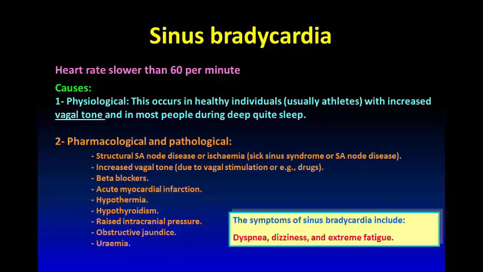The pharmacological and pathological causes of sinus bradycardia include structural sinoatrial node disease or ischemia, which is clinically known as sick sinus syndrome or SA node disease. Increased vagal tone due to vagal stimulation, for example, due to drugs. Beta blockers also cause sinus bradycardia. Other causes include acute myocardial infarction, hypothermia, hypothyroidism, raised intracranial pressure, obstructive jaundice, and uremia. And we have explained the mechanism of sinus bradycardia when the intracranial pressure is raised in the 2 lectures on arterial blood pressure. The symptoms of sinus bradycardia include dyspnea, dizziness, and extreme fatigue.